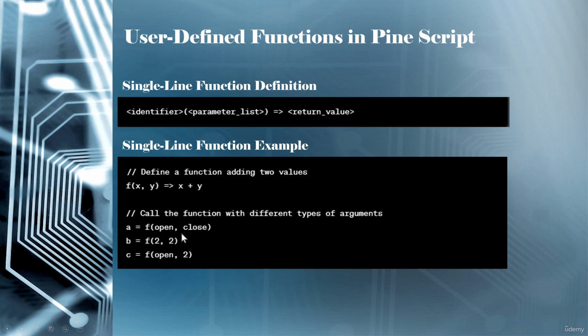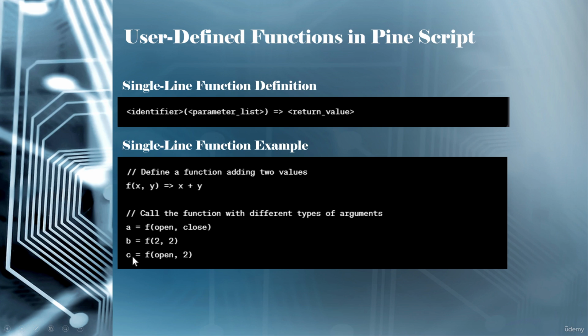The call of this function will look like this. For example, a equals f, and in the parentheses, first parameter open, second parameter close. In that case, it will return the sum of open and close. In the second case, b equals f, and we pass two parameters, 2 and 2. And in that case, it will return the sum of these two integer values.